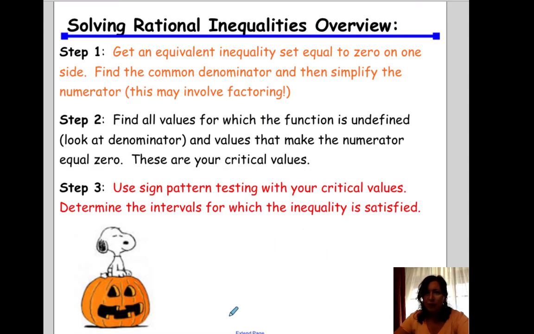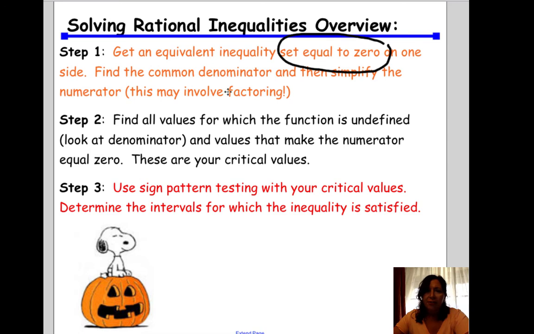Anyway, so there's some rules to solving rational inequalities. Number one, the first thing you need to do, write this down if you don't know this already, is to set the equation equal to 0.